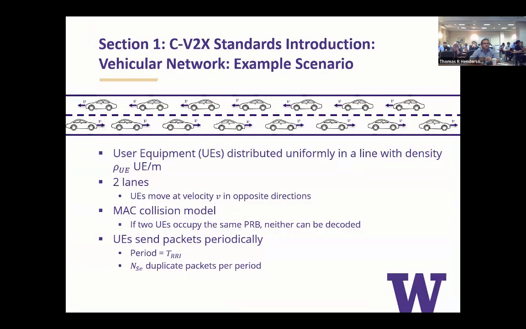So let's start with a more detailed explanation of SPS with the physical scenario. User equipment, or UEs, are distributed along a two-lane road with density rho UE per meter. The UEs are moving at speed v in opposite directions. For simplicity, we'll assume a map collision model. Essentially, if two UEs occupy the same resource at the same time, neither can be decoded. And UEs are sending NSE duplicate packets per transmission out periodically with period TRRI. That RRI stands for resource reservation interval.